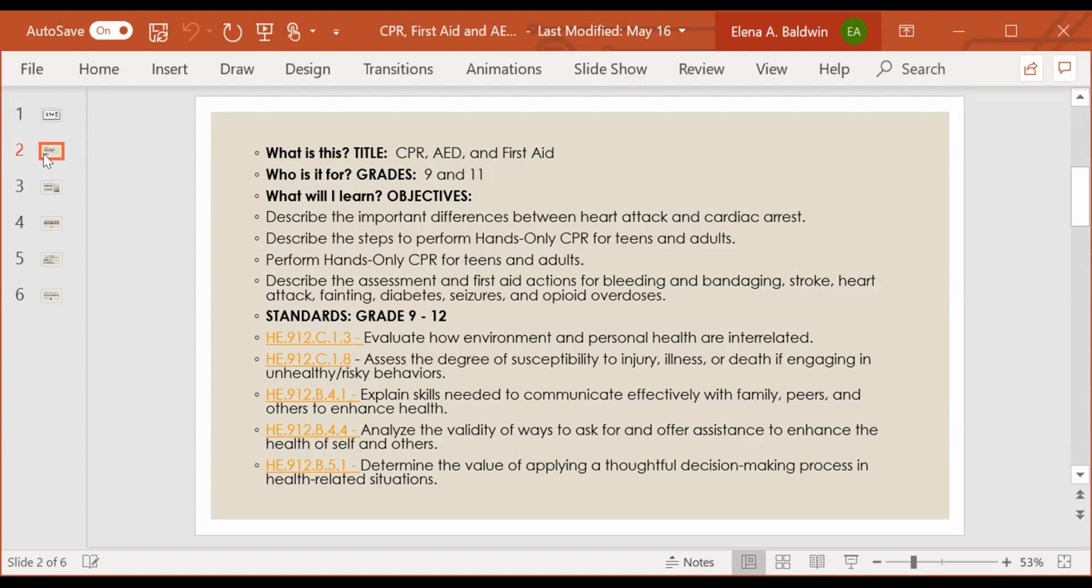Our standards for grades 9 through 12 include evaluate how environment and personal health are interrelated, assess the degree of susceptibility to injury, illness, or death if engaging in unhealthy, risky behaviors, explain skills needed to communicate effectively with family, peers, and others to enhance health, analyze the validity of ways to ask for and offer assistance to enhance the health of self and others, and determine the value of applying a thoughtful decision-making process in health-related situations.